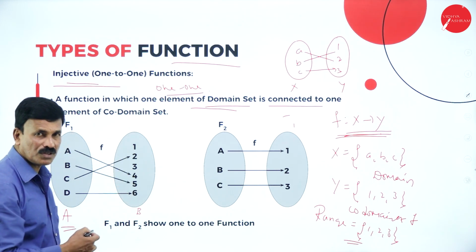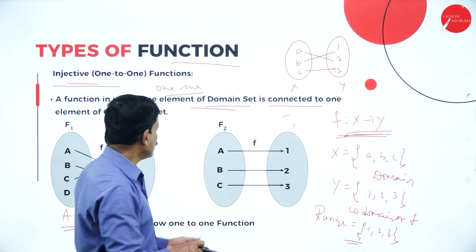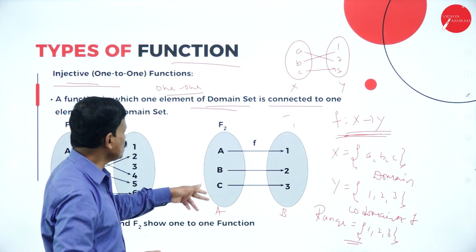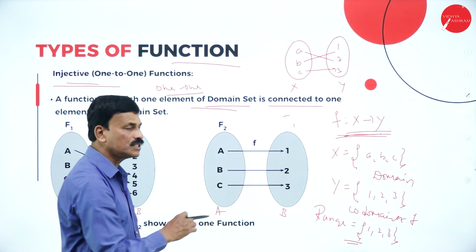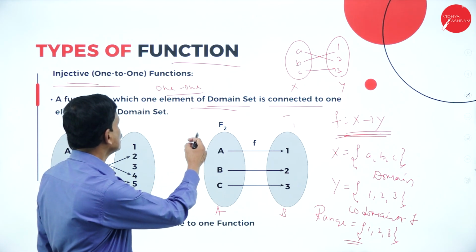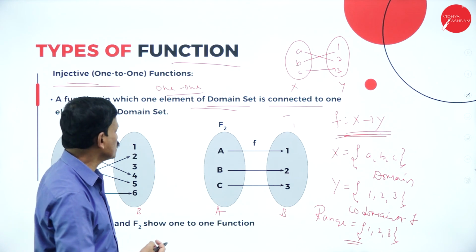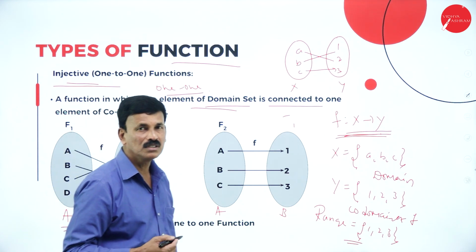Therefore, this is a one-one function. Similarly, let us come to this function f2. Let us represent this as A and B. A contains a, b, c, d, and B contains 1, 2, 3, with a to 1, b to 2 and c to 3. Here also one element of the domain set is connected with one element of the codomain set. Therefore, this is also an example of a one-one function.